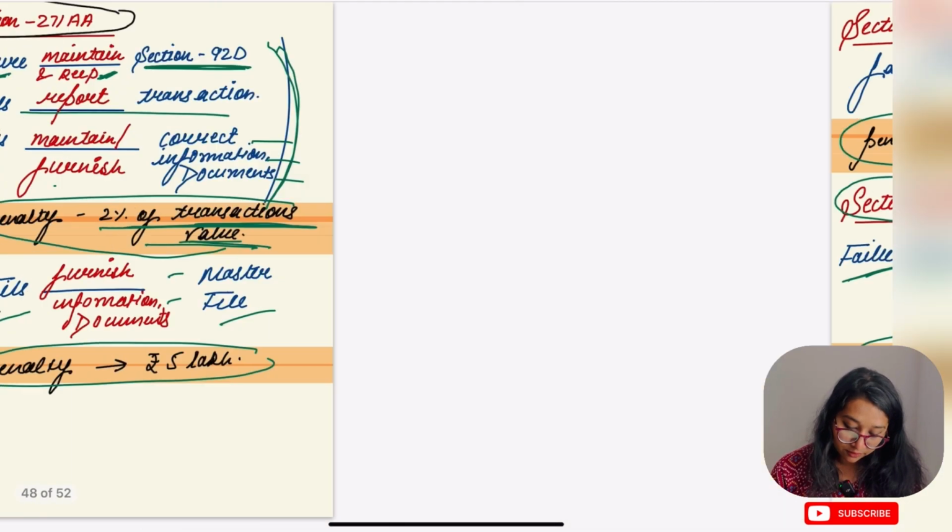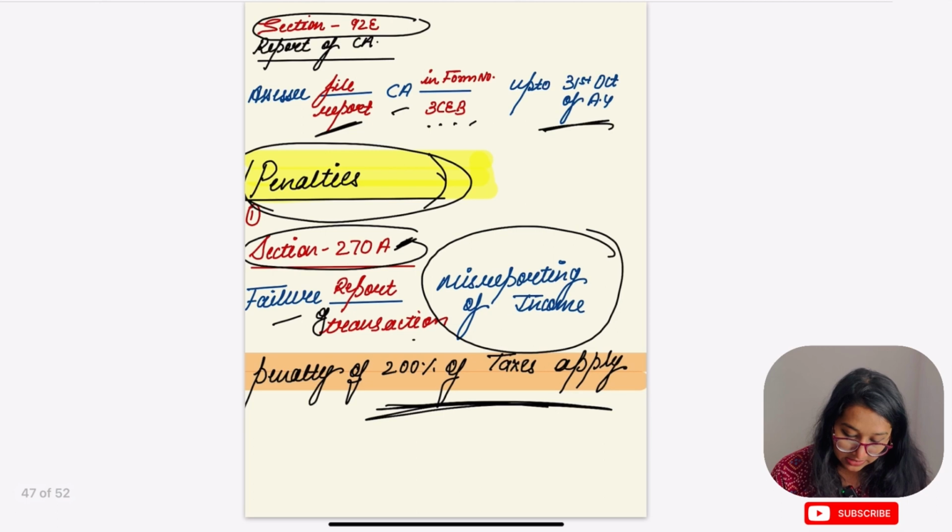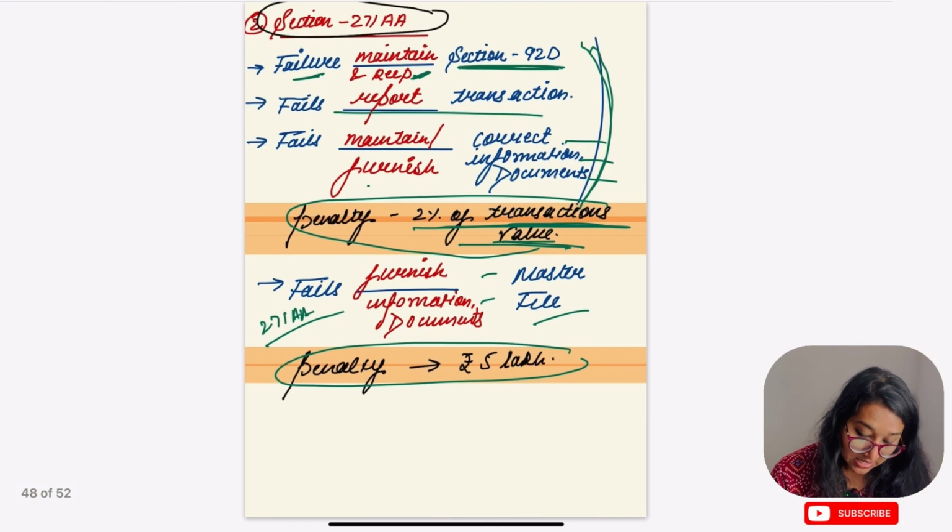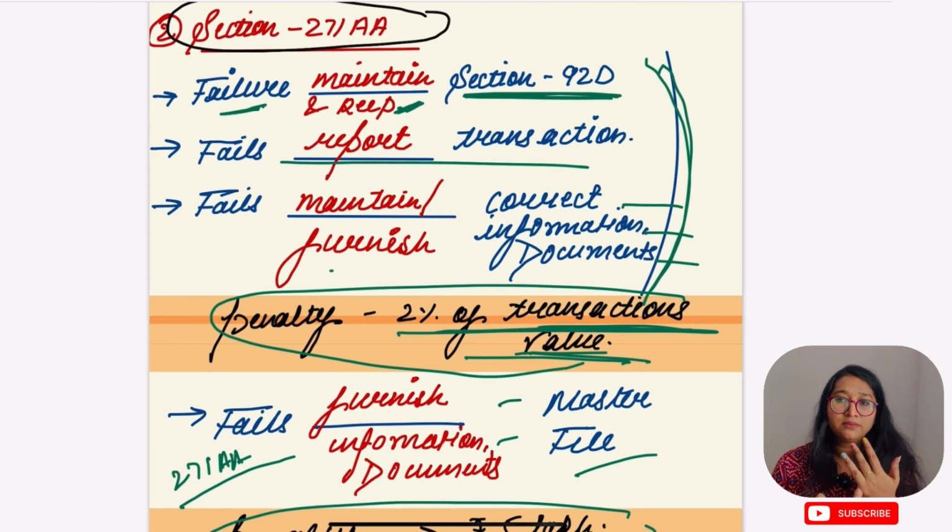So there are 4 penalties. Let's go through it again. Penalty under 270A, misreporting of income. In that case 200% of tax would be paid as penalty by the SSC. Okay, 271AA: maintain and keep under 92D, report transaction, and third, correct information and documents if they are not correct. In that case again the penalty of 2% of transaction value.